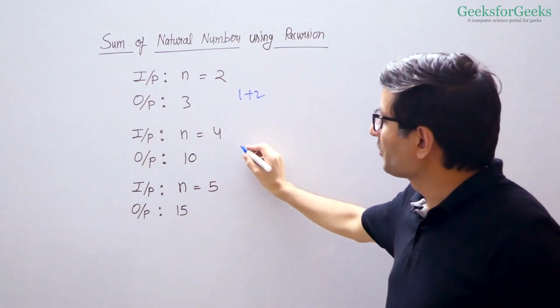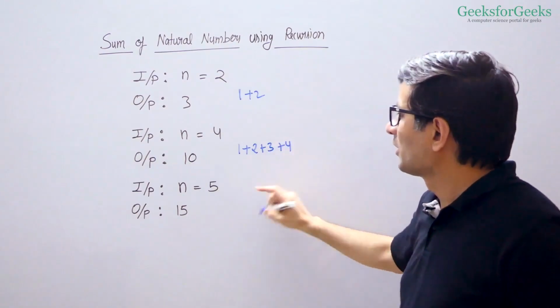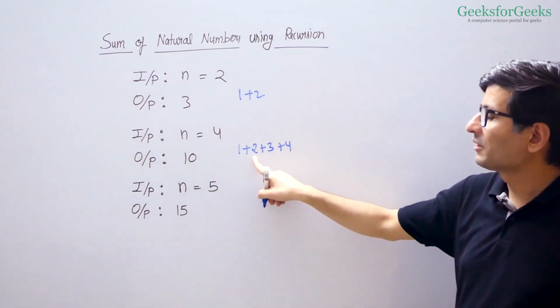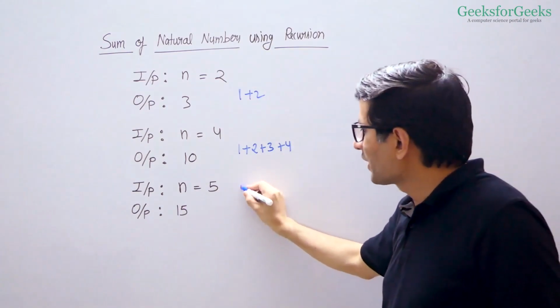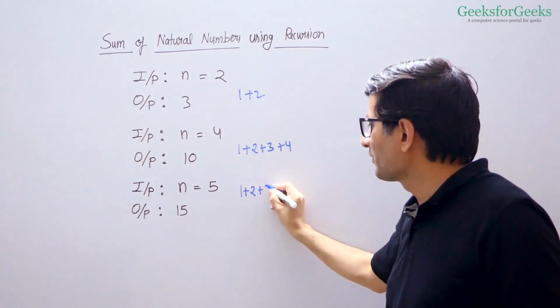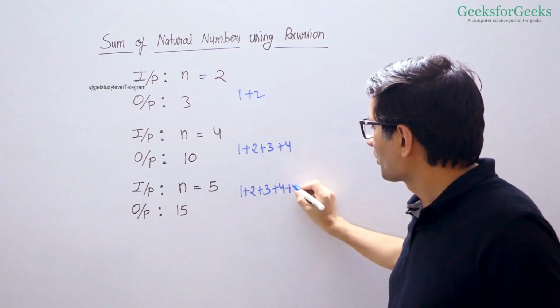If n is 4, we need to return the sum of first four natural numbers, 1, 2, 3, 4. So output is 1 plus 2, 3, 3 plus 3, 6, 6 plus 4, 10. If n is 5, the sum of first 5 natural numbers is 15. So our output is 15.